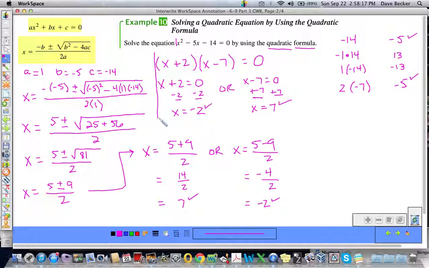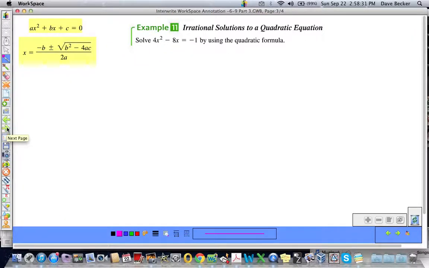So you can see that the quadratic formula will solve this quadratic just like we can by factoring. But it takes a whole heck of a lot longer. So if you can factor, you should factor. But of course, there are times when you can't factor. And this is going to be one of those examples, but we'll check it to be sure.